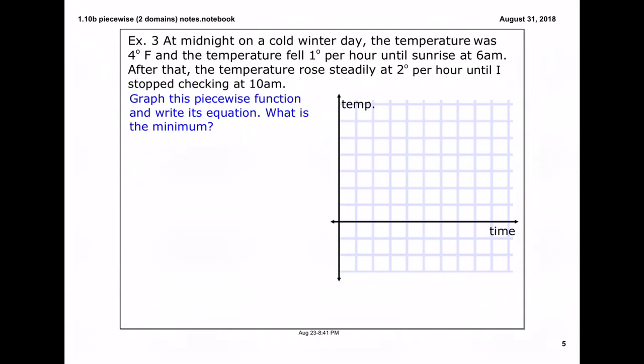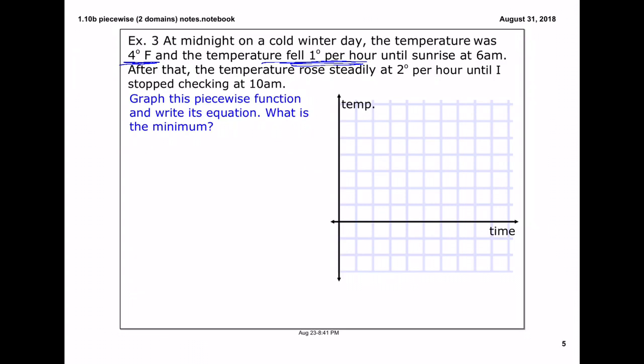Example number 3 says, at midnight on a cold winter day, the temperature was 4 degrees Fahrenheit. And the temperature fell 1 degree per hour until sunrise at 6 a.m. After that, the temperature rose steadily at 2 degrees per hour until I stopped checking at 10 a.m. Graph the piecewise function, write its equation, and find the minimum.